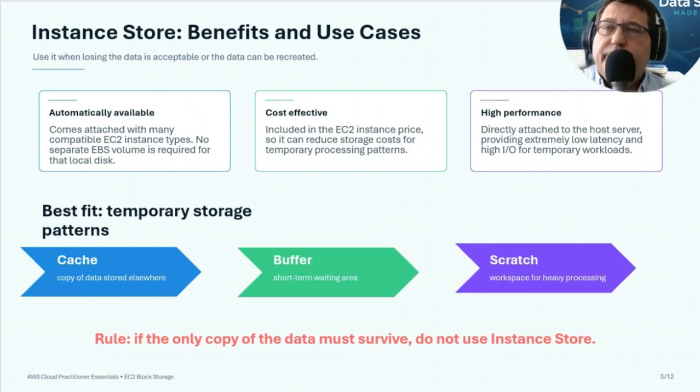Okay, cache. A cache stores a temporary copy of data that exists somewhere else. For example, an application may keep frequently requested product information in a local cache. If the cache disappears, the application can retrieve the original information again from a database or another persistent source. Buffer is a temporary waiting area. For example, an application may receive data faster than it can process it. The data can be held temporarily in a buffer until the processing system is ready.